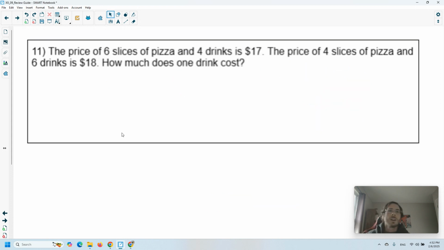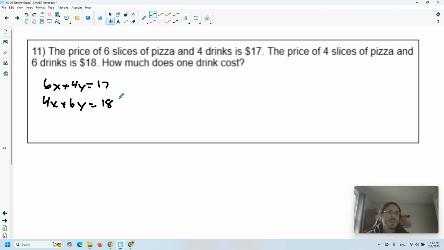All right, for 11, we got to figure out, we got 6 slices of pizza and 4 drinks is $17. So 6x plus 4y equals 17. And then the price of 4 slices of pizza and 6 drinks is 18. We have to figure out how much one drink costs. So again, I got to be careful. In this case, x is pizza and y is drink. So if I get the y, I'm done. I just need to get the y. So I don't care about the x. I don't care how much pizza costs right now. I'm just going for y.